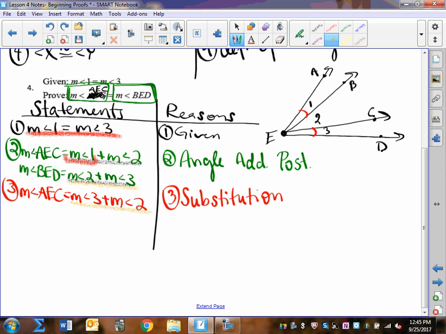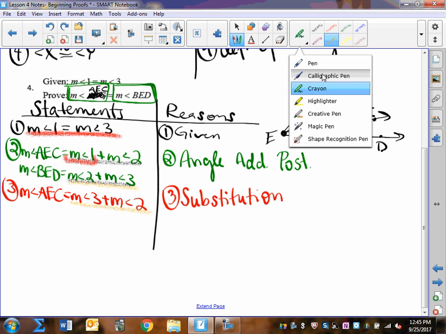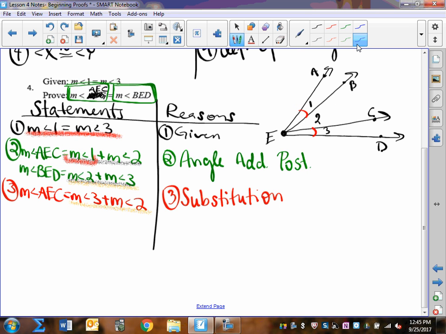So how could I change this to match up with it there? Commutative property, good. Commutative property lets me take those individual pieces and flip-flop them around. So measure of angle 2 plus the measure of angle 3. Remember, symmetric takes the entire equation and flips it. Commutative is within it. Okay, so commutative property.